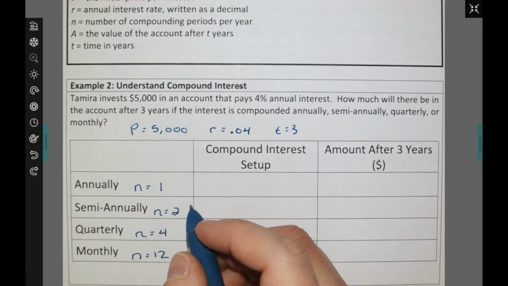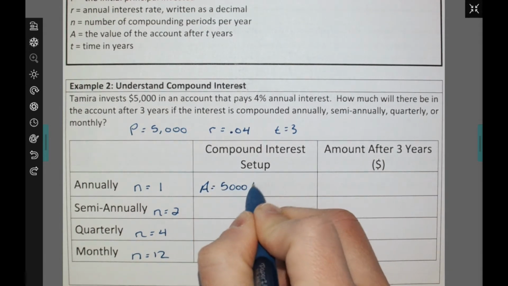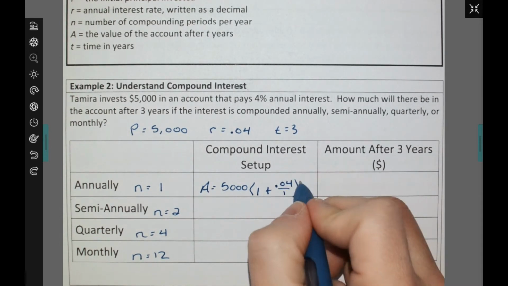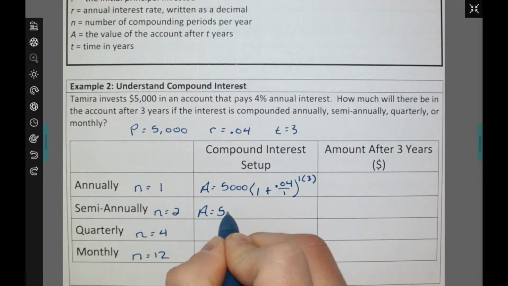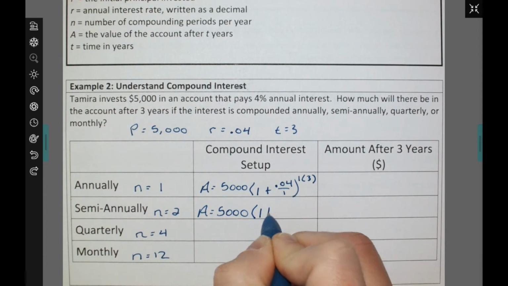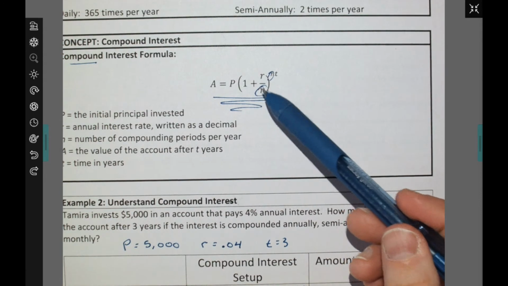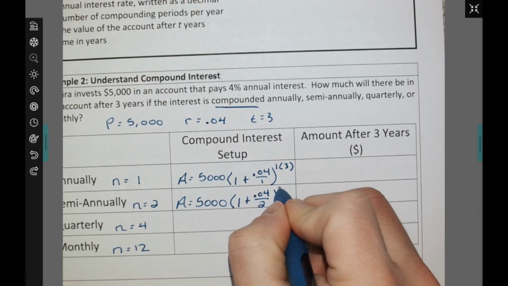So if I write my functions, the first one would be A equals 5,000 times 1 plus 0.04 divided by 1, to the N T, so 1 times 3. Our next one is semi-annually. Like I said, the only thing changing in this setup is the N value, because we're using this formula up here since it's talking about compounded. So semi-annually, we'd have a 2 in the denominator, and my exponent would be 2 times 3.